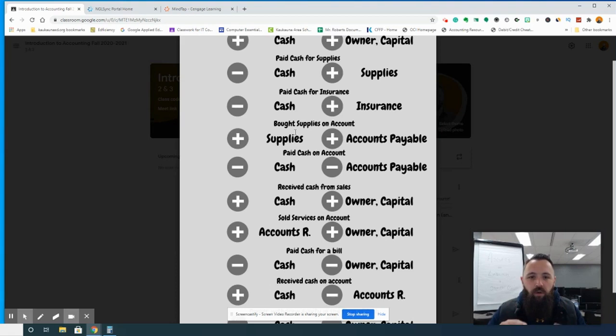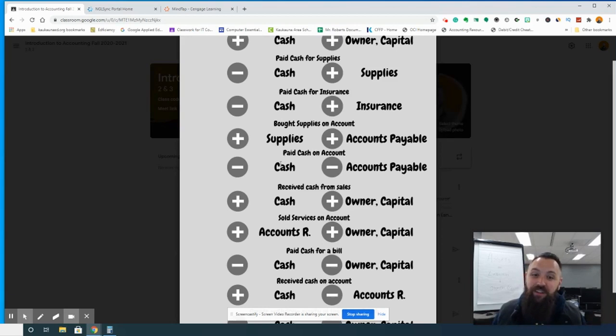Something very important to know, when you read that, bought supplies on account, do you see any cash in there? No, you do not. Probably the biggest mistake I have for students when they see something that says like bought supplies on account, they think cash is affected. Not yet, okay? We're buying it on credit, meaning there's no cash that's being exchanged at this point. But when we get to the next transaction, paid cash on account. Now here, this is a little bit different. When we pay cash on account, what's happening is we are paying off the money that we owe.